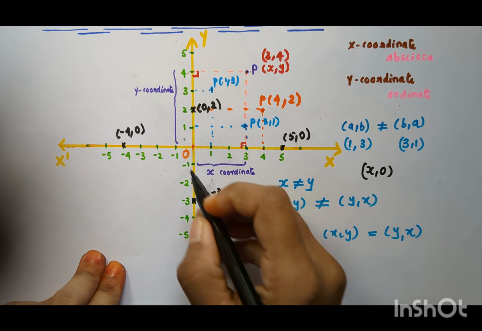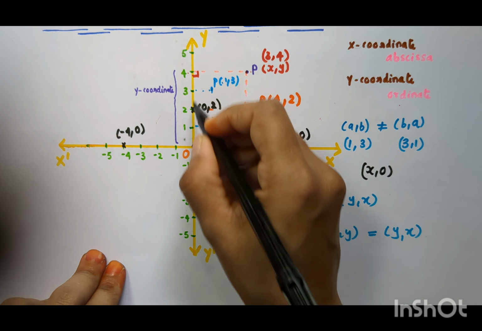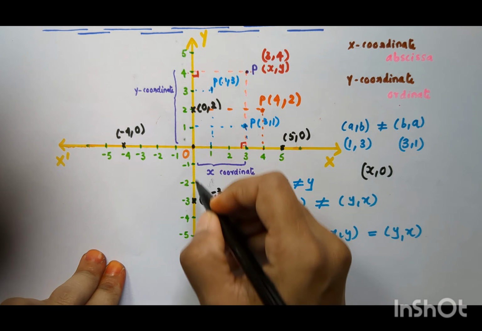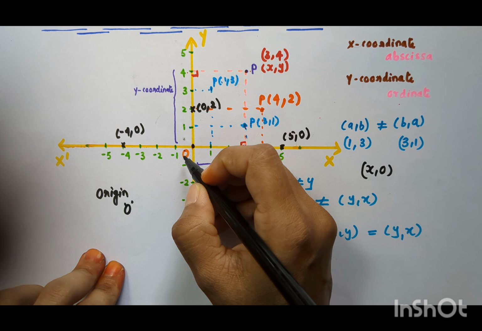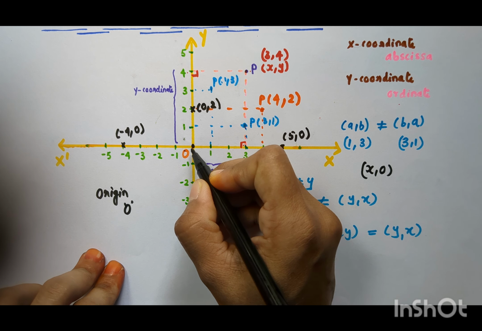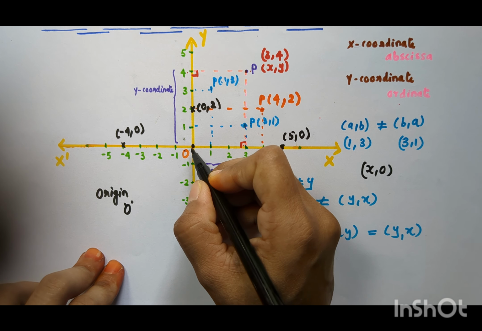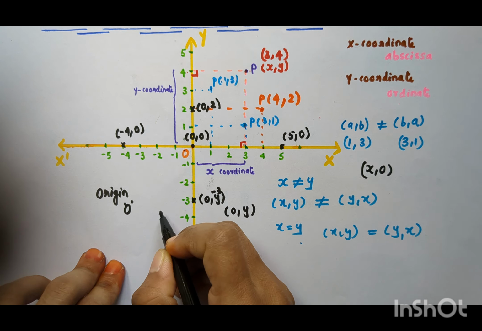Okay, this point O, the point of intersection of these two horizontal and vertical lines, or the point of intersection of the x-axis and y-axis, is called the origin, which is represented by the letter O. This origin O has 0 distance from both the x-axis and y-axis, since it lies on the intersection of the two axes. So we write the coordinates of the origin as 0, 0. That is, for the origin, the x coordinate and y coordinate will both be 0.